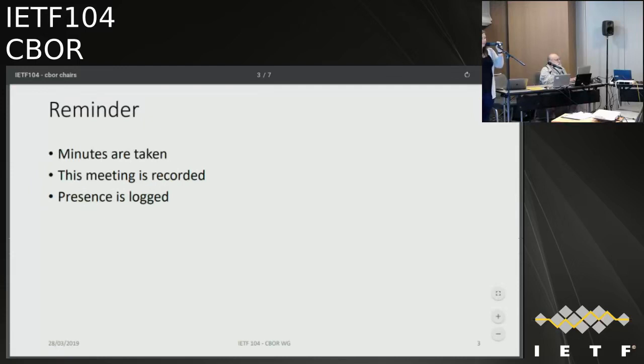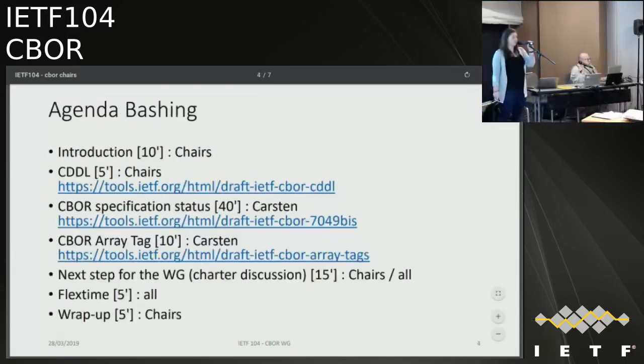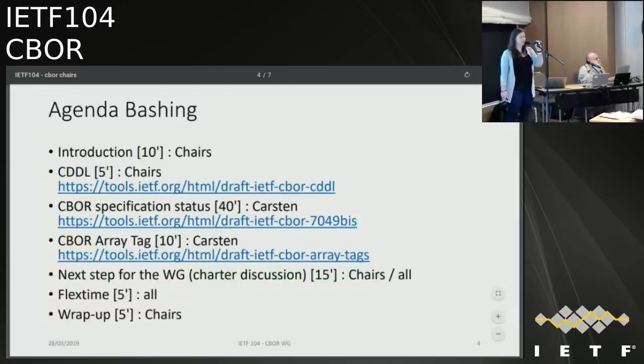This is the agenda for today. So we are at the introduction. The chairs will give a short status update of CDDL, and then Carsten will present the rest of the documents, CBOR BIS and array tag, and then we will have a discussion about the next steps for this working group. Anything anyone wants to add to this agenda? Looks fine.